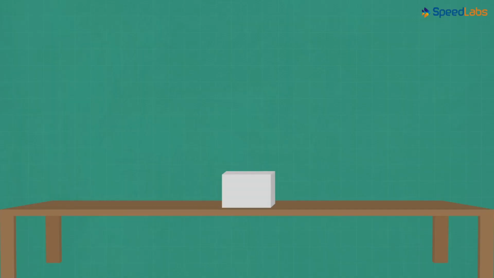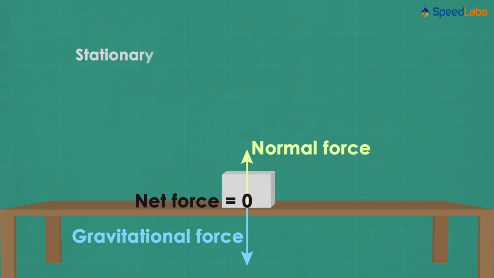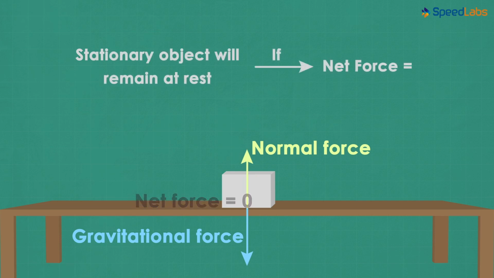Look at this rectangular object kept on the table. Are there any forces acting on it? Yes, there is a gravitational force pulling it down and an equal and opposite normal force pushing it up. As the forces are balanced, the net force is 0. And hence the object will continue to be at rest unless another external force acts on it.